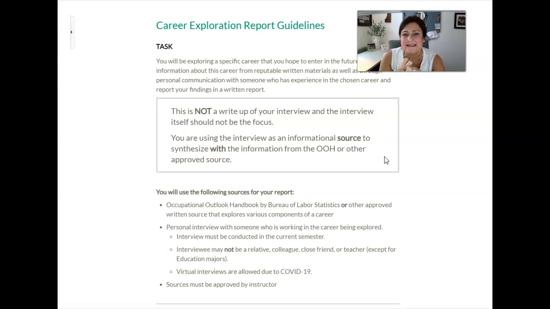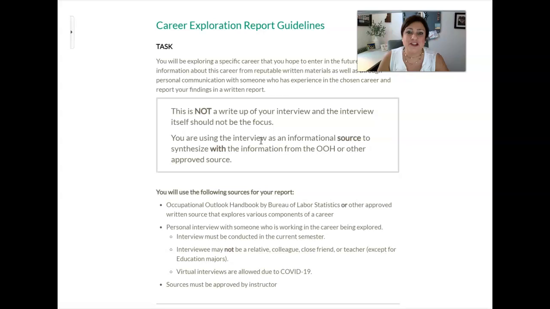You will be using your interview, which is coming up in the next week, as a source, as well as the Occupational Outlook Handbook by the Bureau of Labor and Statistics, okay? So we're going to be working on that in the next 2 weeks. This is bold and in a box and in big font, because I want you guys to really think about your interview that's coming up this week.